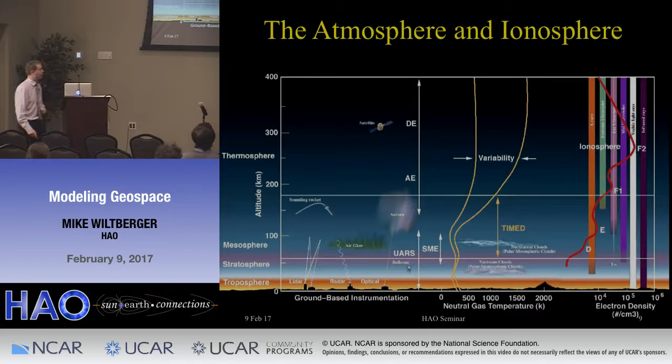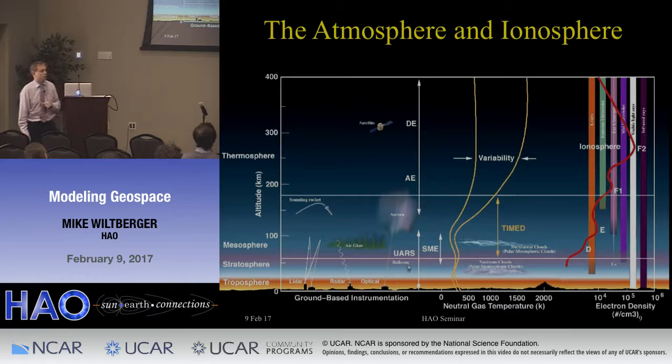It's highly variable. These two curves that you're seeing here are the variations in the neutral gas temperature over a solar cycle, from solar min to solar max. And on top of that variability, we can get a fair amount of variability from the space weather effects that come into play, which can change the density, give us small features, and affect the communication aspects of the system itself.